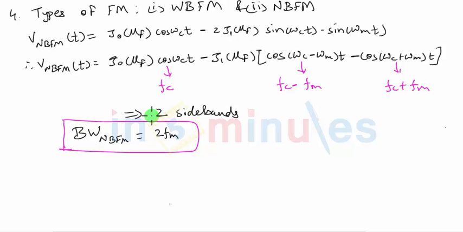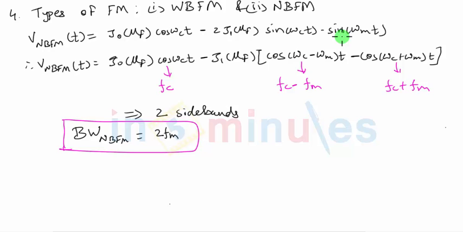But for narrowband FM, the bandwidth is simply twice fm, and hence narrowband FM also becomes very much similar to double sideband full carrier, because you can see you have the carrier term present and you have the two sidebands also present this time. So in terms of frequency spectrum and the bandwidth, narrowband FM and double sideband full carrier signals are very much similar. Both have the bandwidth of twice fm.